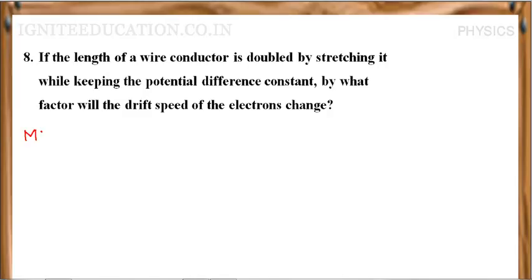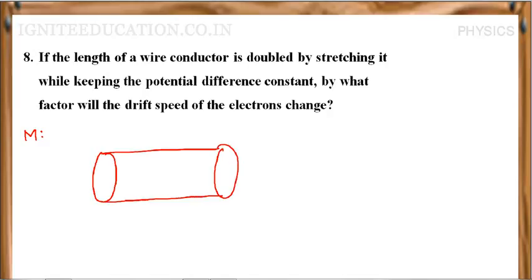Our motto is, there is a conductor. I am taking a microscopic view. There is a conductor, so in it an electron is moving with some drift velocity Vd1. The conductor length is L1 and cross-sectional area is A1, and its resistivity or specific resistance is rho.